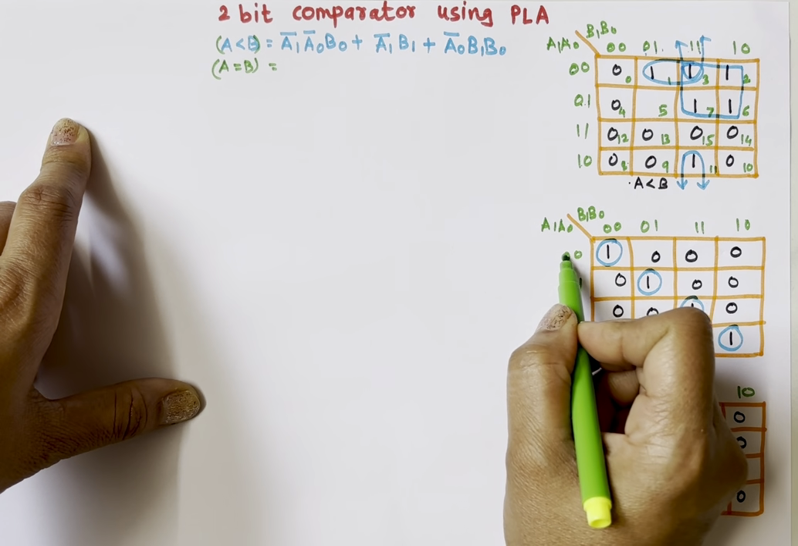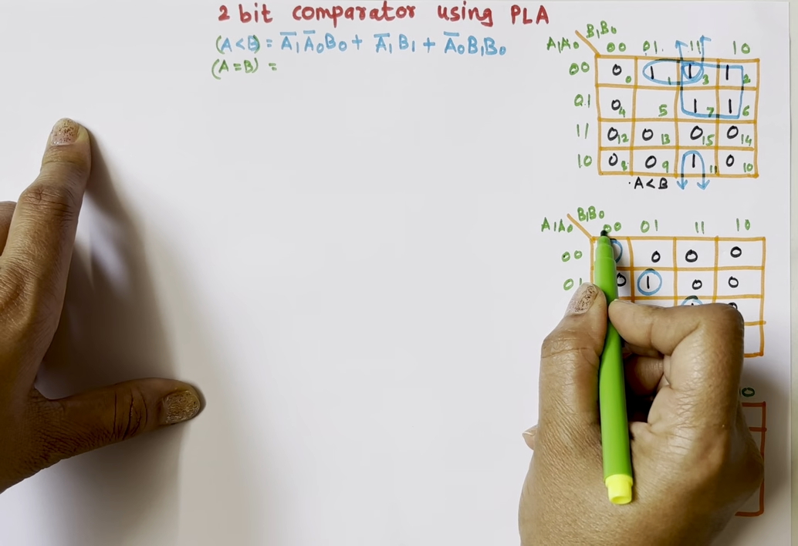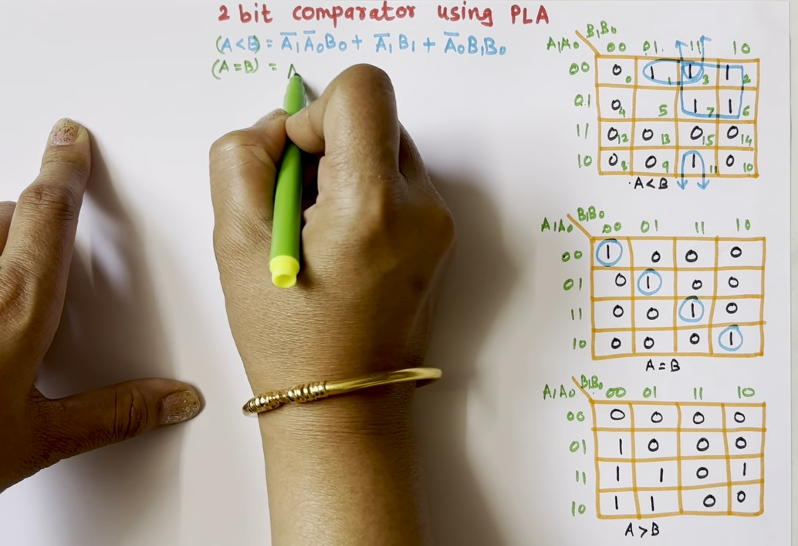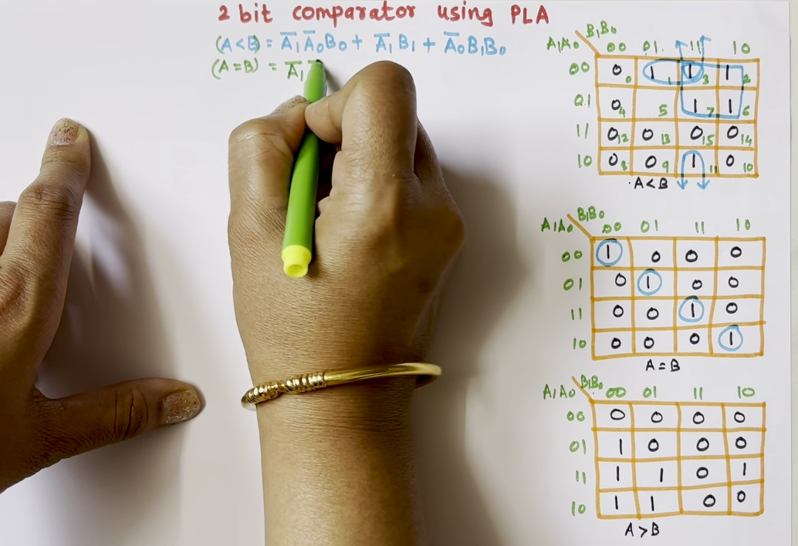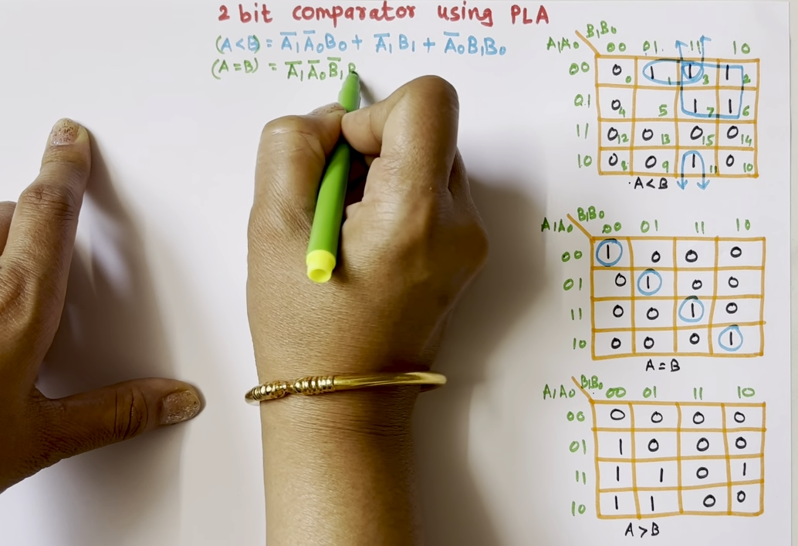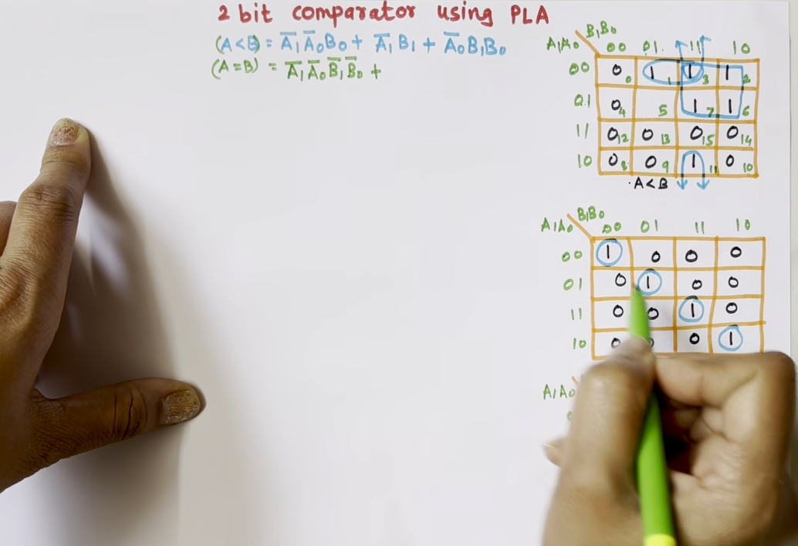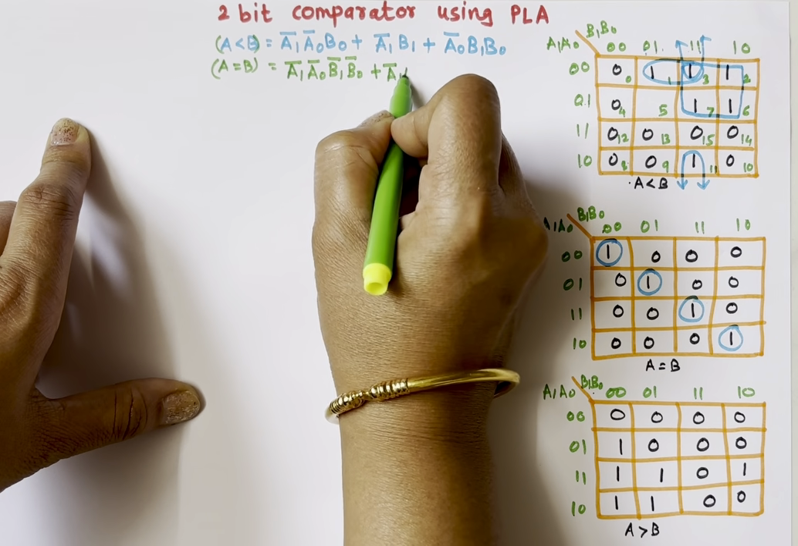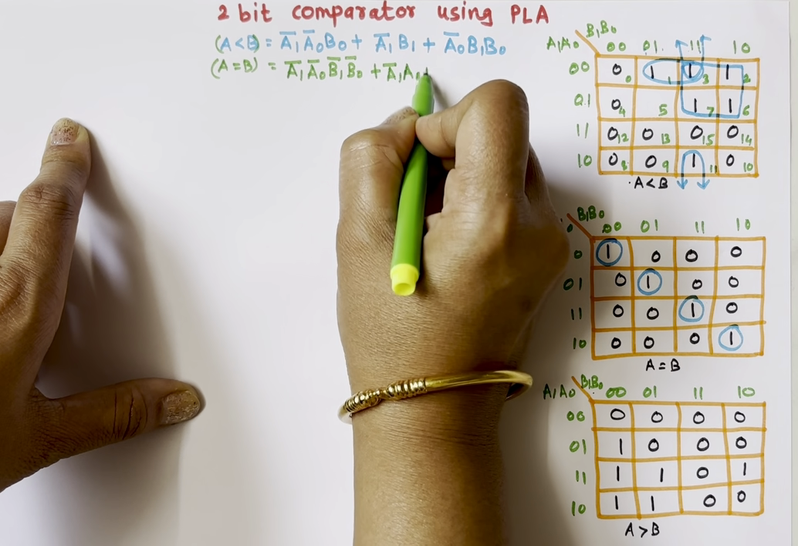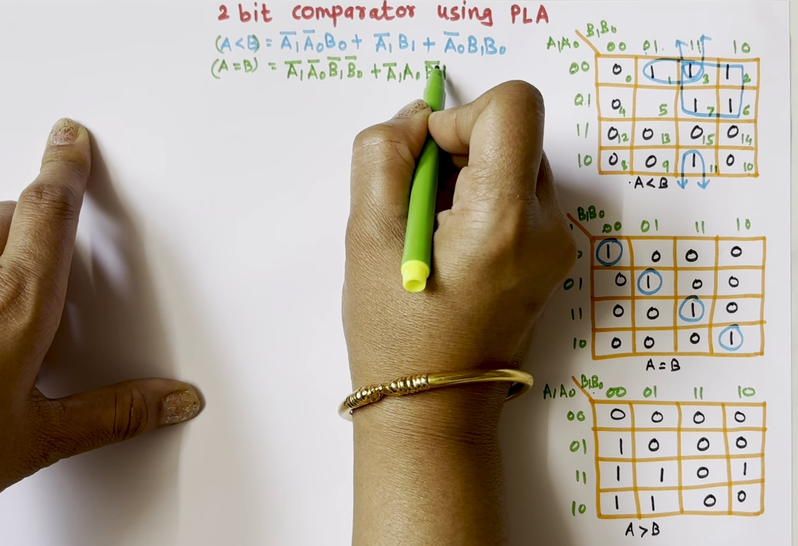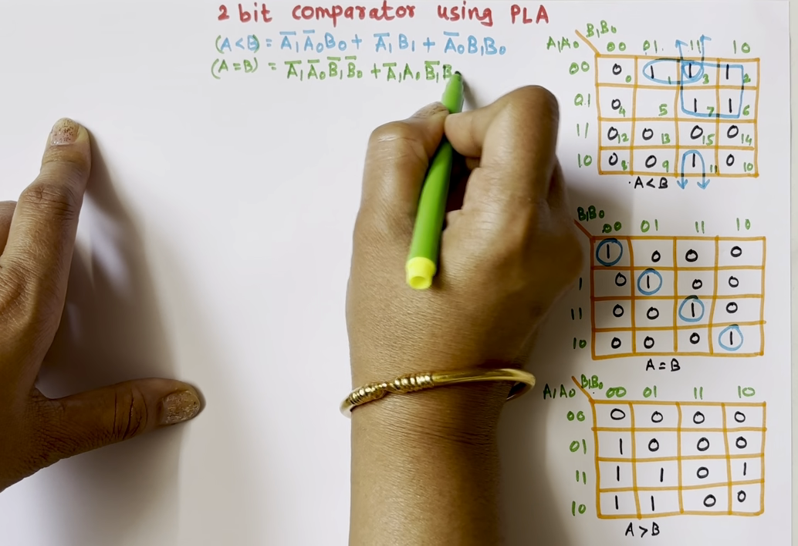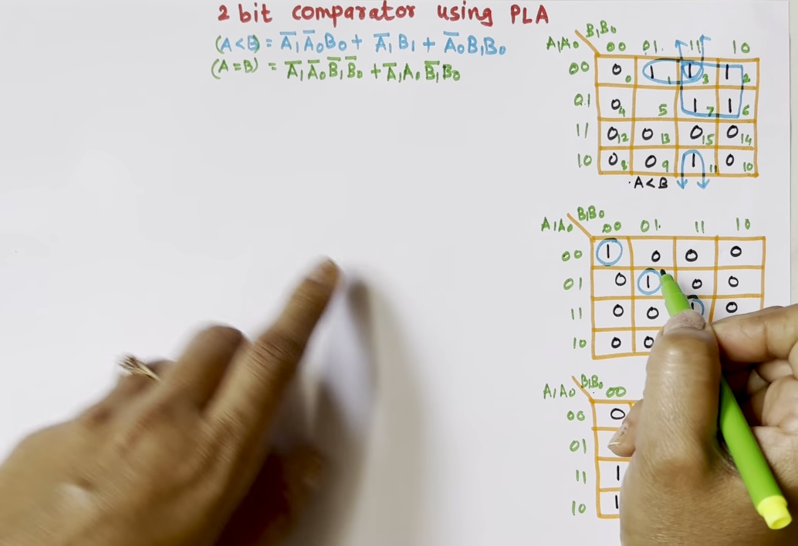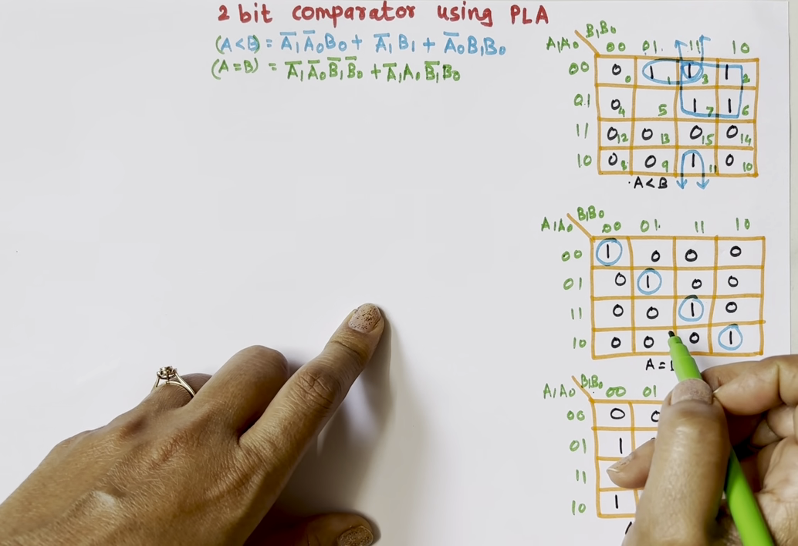For this one, it is A1 bar, A0 bar, B1 bar, B0 bar. Plus for this, A1 bar, A0, B1 bar, B0. B0 is 1. So whenever it is 1, we take the variable as it is.